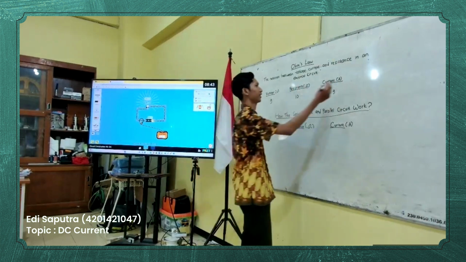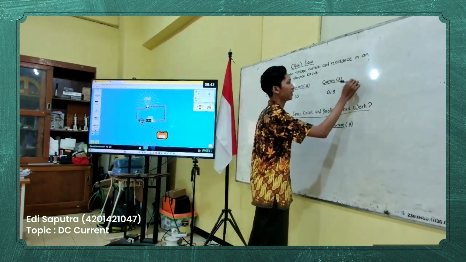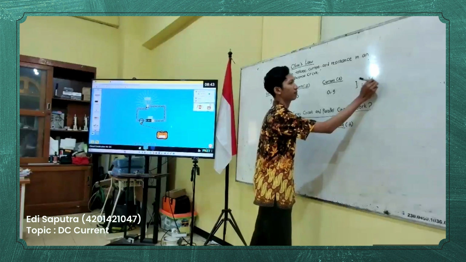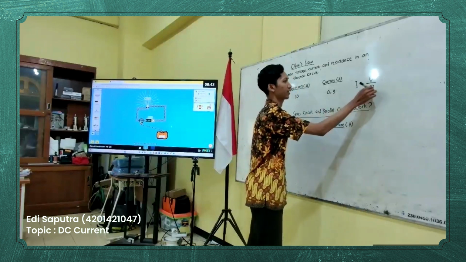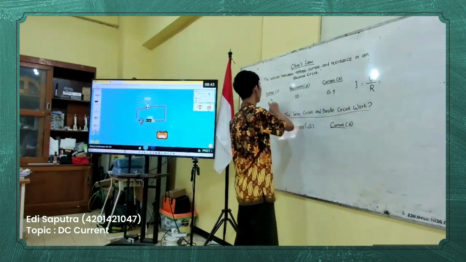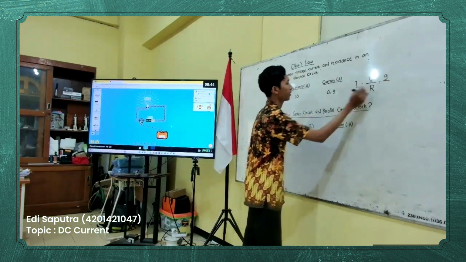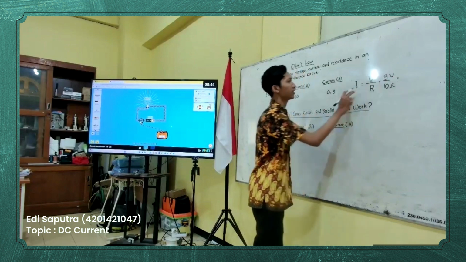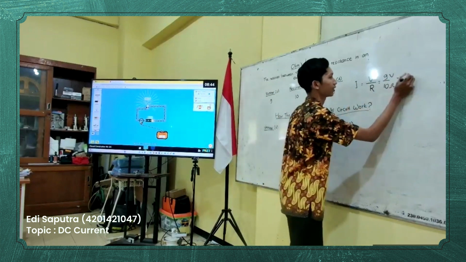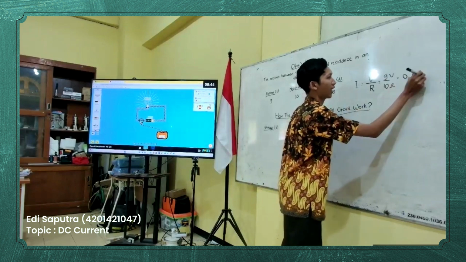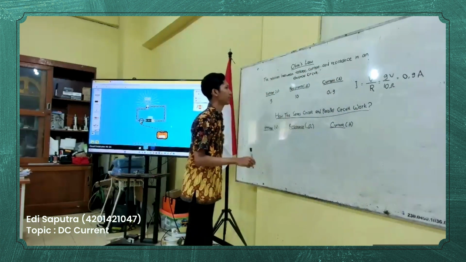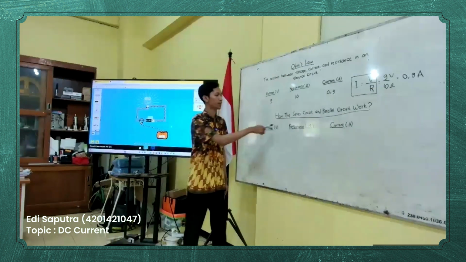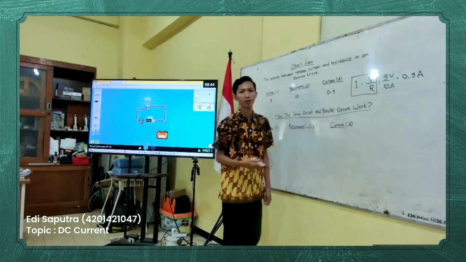What we can conclude from this relation is that the current is voltage per resistance. Voltage is about 9 and the resistance is about 10, so the current is about 0.9 ampere. Okay, now we have to investigate how the series circuit and parallel circuit work.